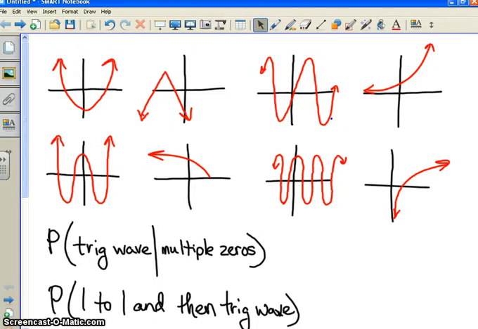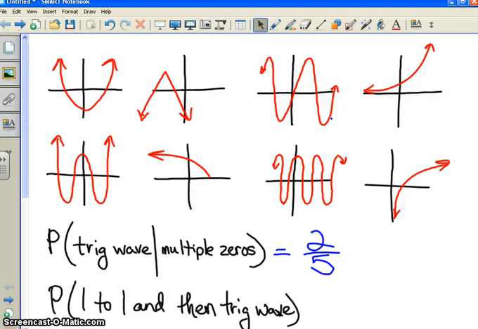So the first one, given that Raoul's picked a card with multiple zeros, what is the probability that it is a trig wave? So we're told he already has a card that has multiple zeros. So that could be the quadratic, the absolute value, the sin wave, the quartic, or the cos wave. So there's 5 cards that have multiple zeros on them. That's going to be our denominator. He's already picked a card with a multiple zero. There's 5 of them. And how many of those are trig waves? Just the 2, sin and cos.